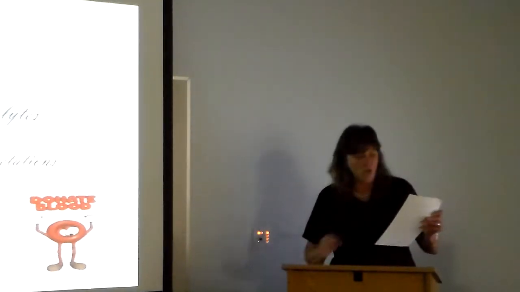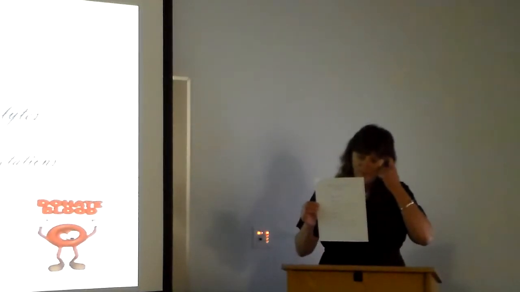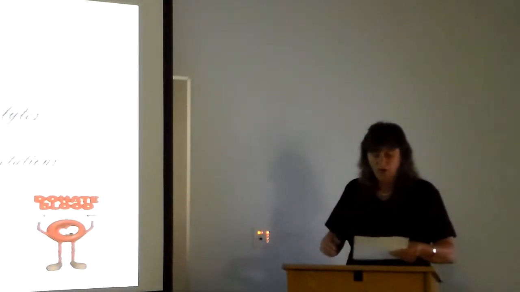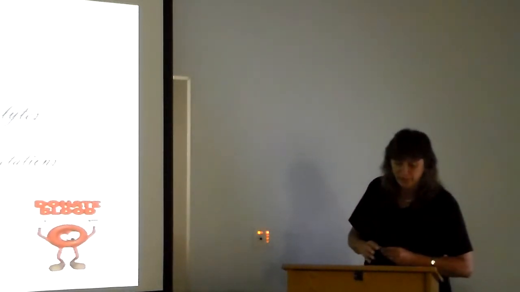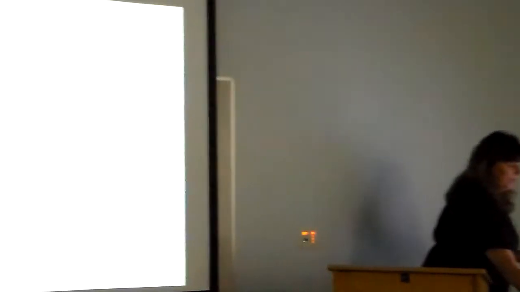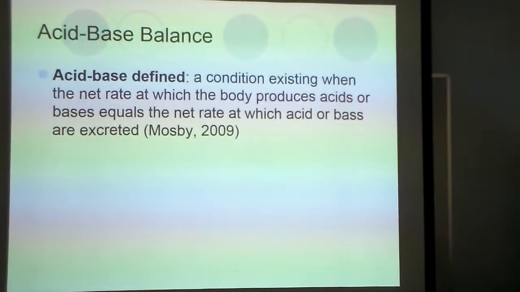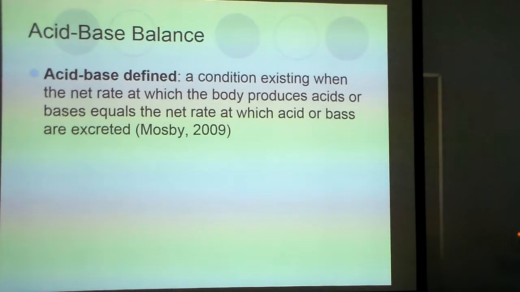Hopefully all of you in your packets got this lovely little handout, this ROME mnemonic regarding acid-base balance, and we're going to pull that into it. That's a very integral piece. So we'll get started. Acid-base balance is defined as a condition existing when the net rate at which the body produces acid or base equals the net rate at which acid and base are excreted. Arterial blood gases are the way that we analyze acid-base, and this is the best way to evaluate it.